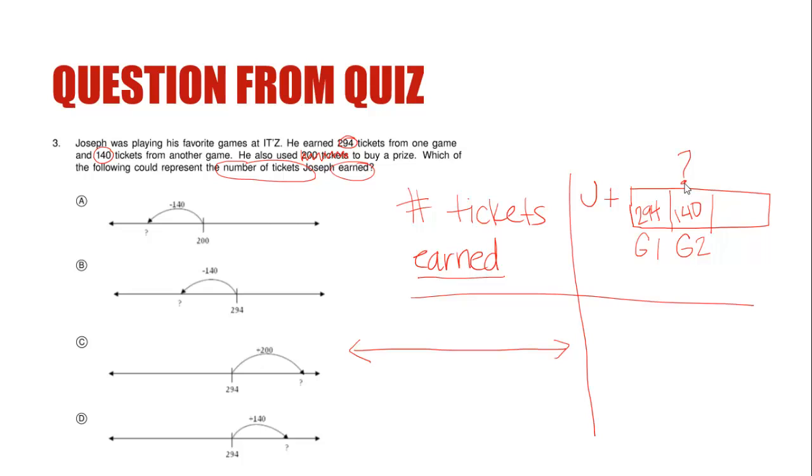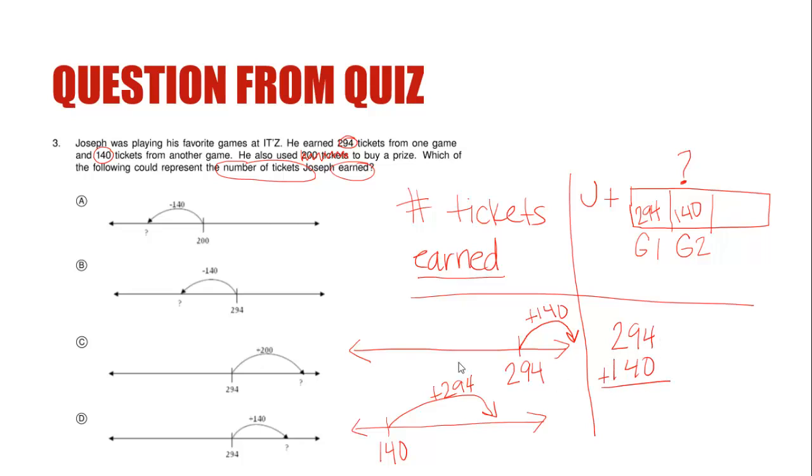And we're looking for the total. So we're going to start at 294, and we're going to add, which means we're going to go forward on the number line by 140. You could also do this the other way. Either way would be correct: you could start at 140 and go forward 294, but you would just be adding 294 plus 140.